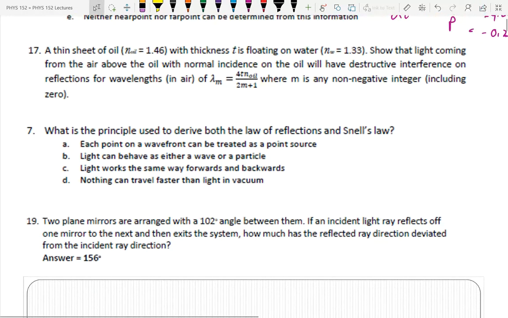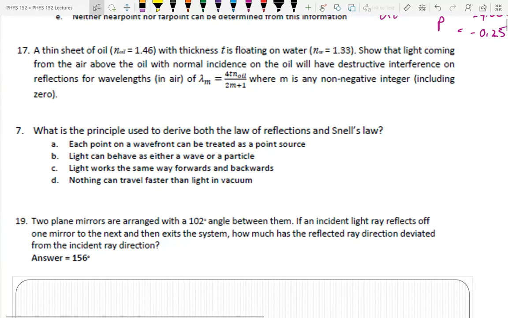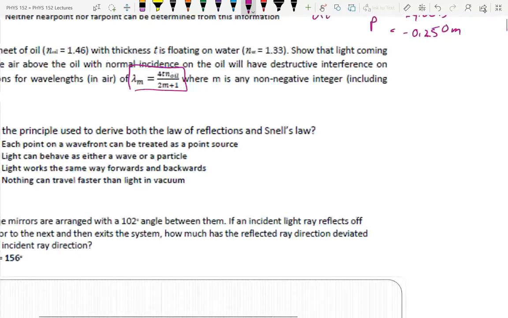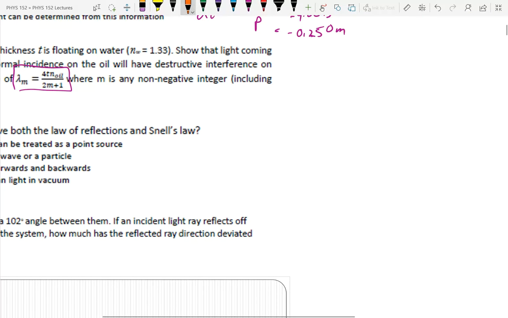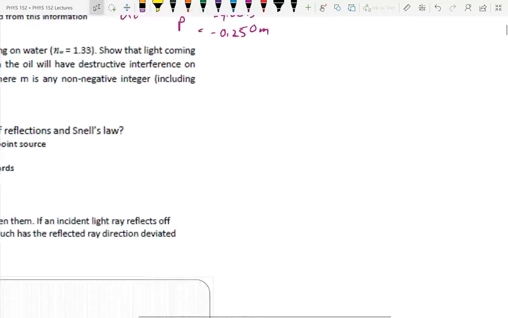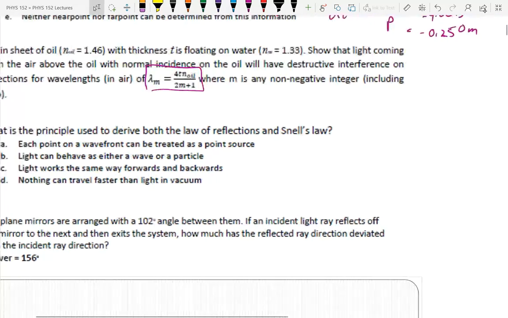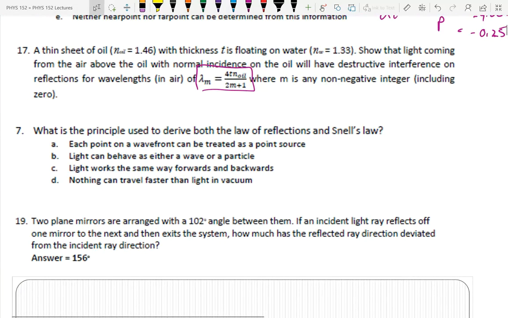The next one: a thin sheet of oil, given the index of refraction, is floating on water. Show that the light coming from the air above the oil with normal incidence, and so on. As I told you the day after the exam, there is a mistake in that equation. It turned out to really not make a difference in the grading because either people did it right or they didn't remember going over it in class. Now, I told you this was going to be on the test. This should have been no shock because I said you're going to have to do this on the test.